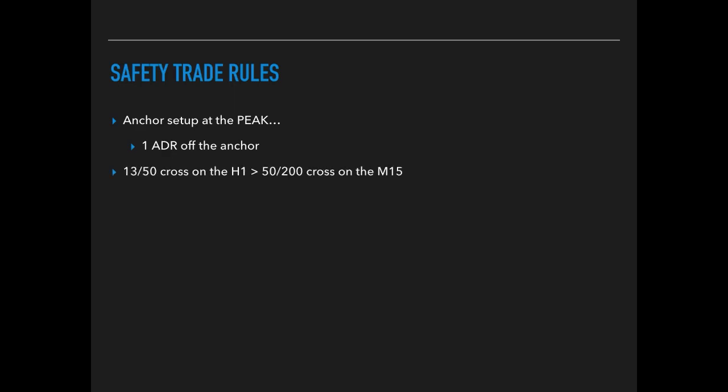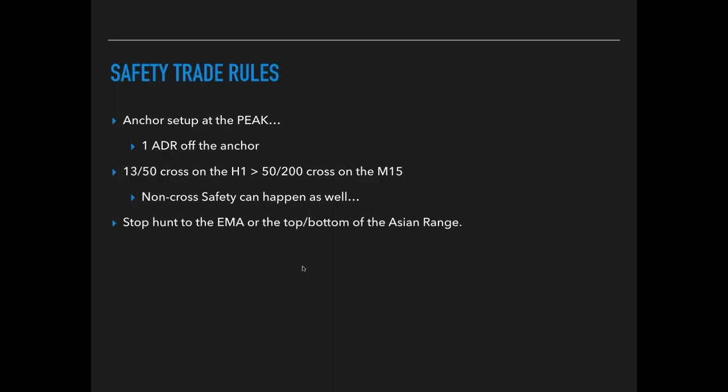You're going to look for a 1350 cross on the H1 chart, which translates to a 5200 cross on the M15. There are certain situations where non-cross safety can happen as well, meaning the 1350 on the H1 or the 5200 on the M15 does not cross, and I will show you some examples of that today and later on. You're going to have some kind of visible stop hunt to the EMA or the top or the bottom of the Asian range. There are going to be some scenarios where you will not get a visible stop hunt, and it just runs. But you've got to understand that's just the way it is.